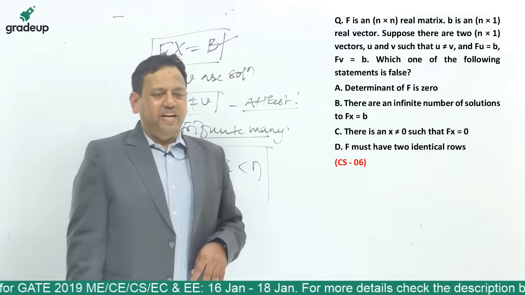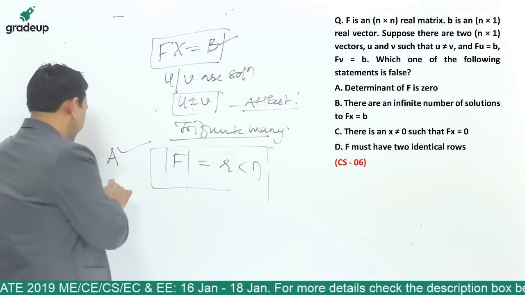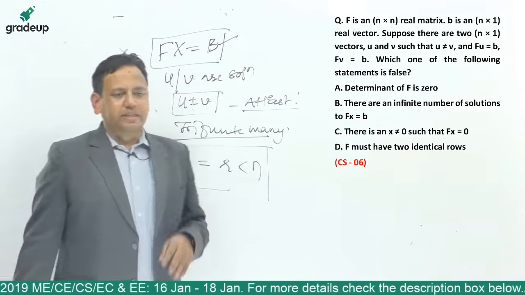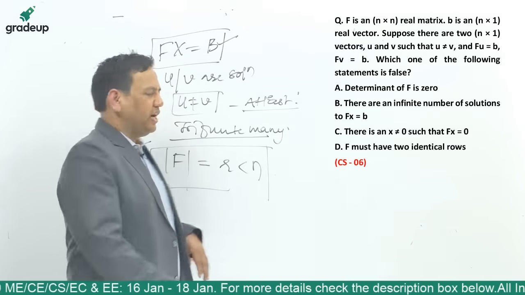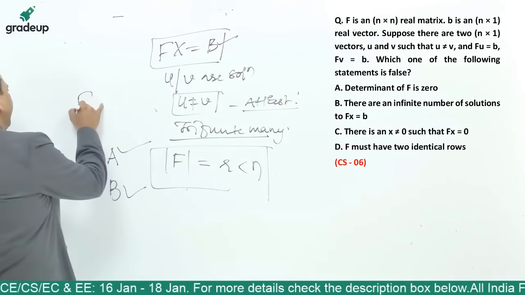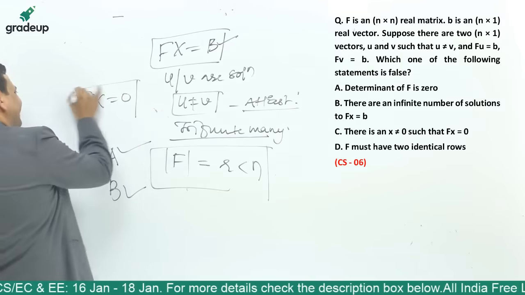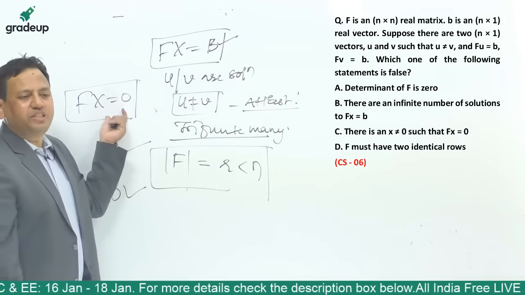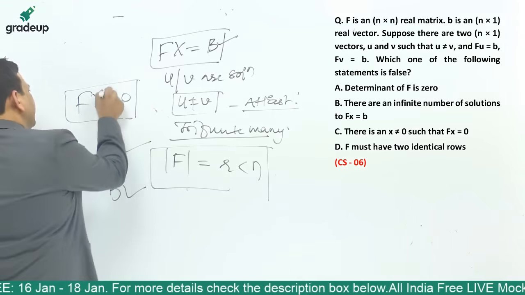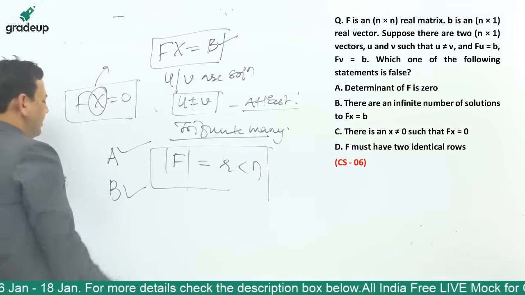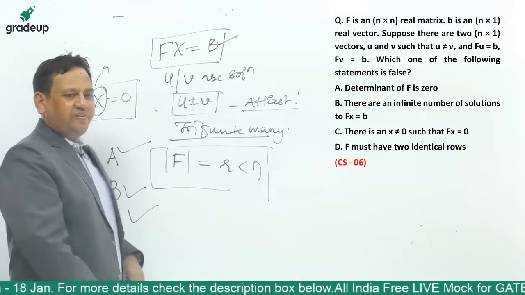Second, say there are infinite number of solutions. Second again is a true statement. Third, say x is not equal to 0, fx is equal to 0. So if they are writing fx is equal to 0, this is the system of homogeneous equations, and in a homogeneous equation x is a non-trivial solution. So C is perfectly fine.